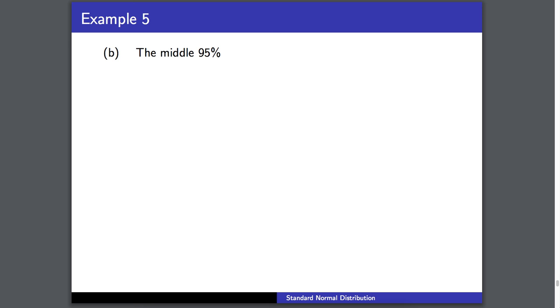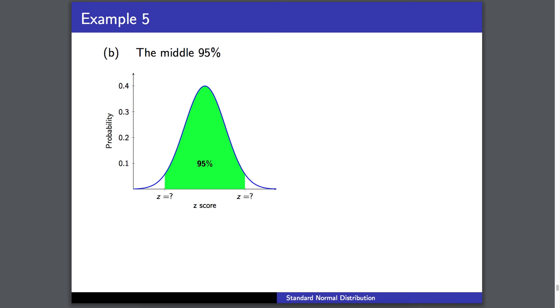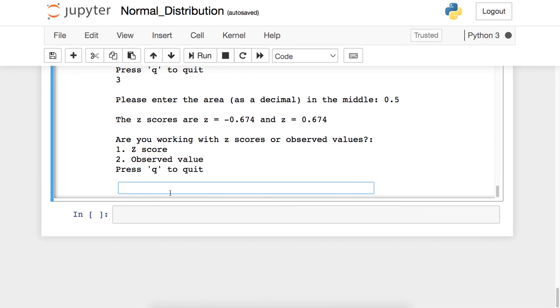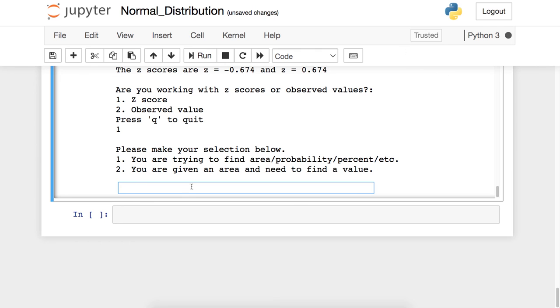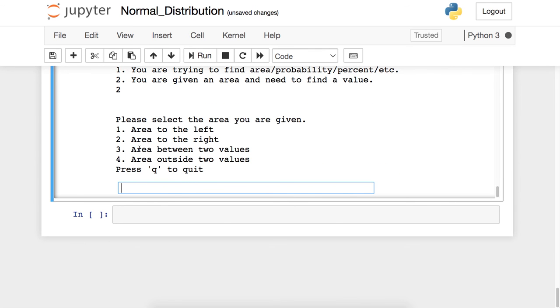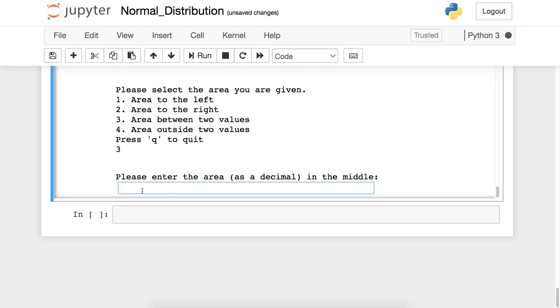All right, part B, the middle 95%. So 95% in the middle. What are the cutoff scores for 95% in the middle? So once again, we're working with z-scores, and we are given an area, so option 2. And it's the area between the two values, option 3. And our area between, we said, was 95%, or 0.95.